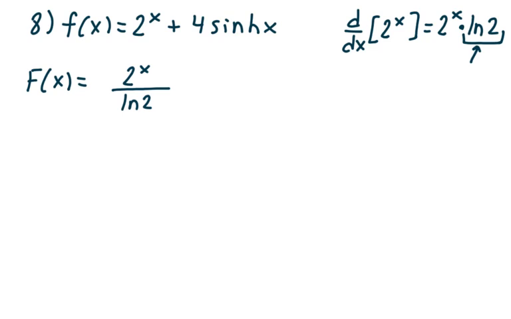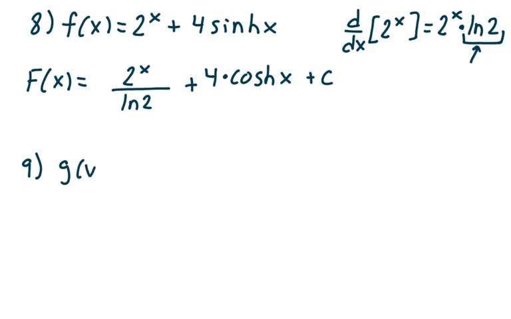And then I'm going to go plus, carry the 4 down, and then the derivative of cosh x, or the derivative of hyperbolic cosine x with respect to x, is hyperbolic sine of x. So I'm going to take 4 times hyperbolic cosine x, and I'm going to add C. Let's take a look at 9.